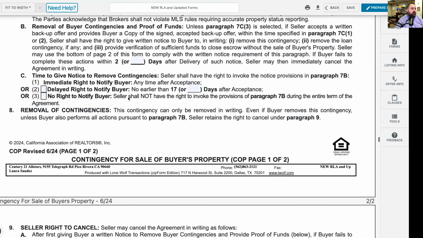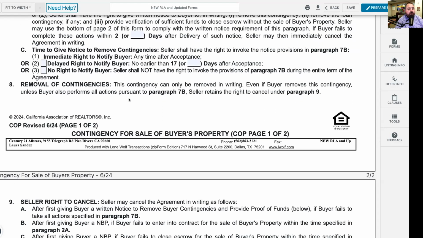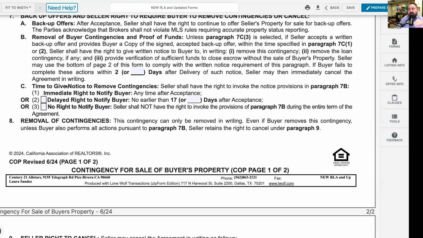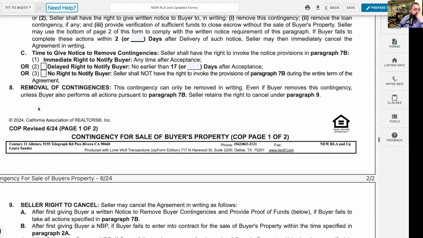All right. Removal of contingencies. This contingency can only be removed in writing. Even if buyer removes this contingency, unless buyer also performs all actions pursuant to 7B, seller retains the right to cancel the agreement. So what they're saying is, in 7B, when I remove the contingency, I have to show them the proof of funds. In the backup offer context, I have to show them the proof of funds, not just remove the contingency. If I can't show them the proof of funds, the seller still has the right to cancel. So it's not just removing the contingency, it's showing that I have money to close escrow without selling my house. And if I can't do that, the seller can still cancel.